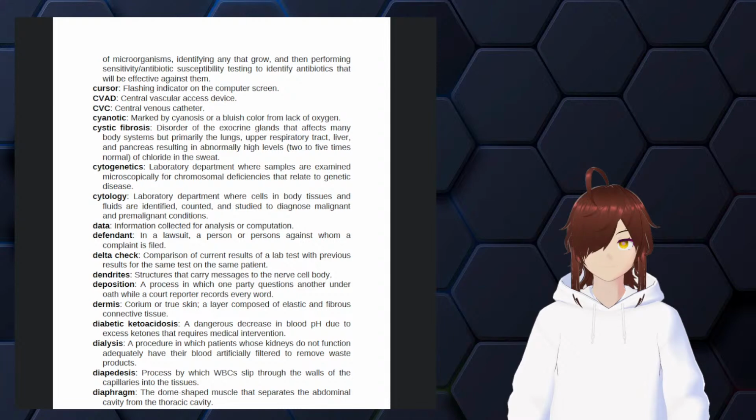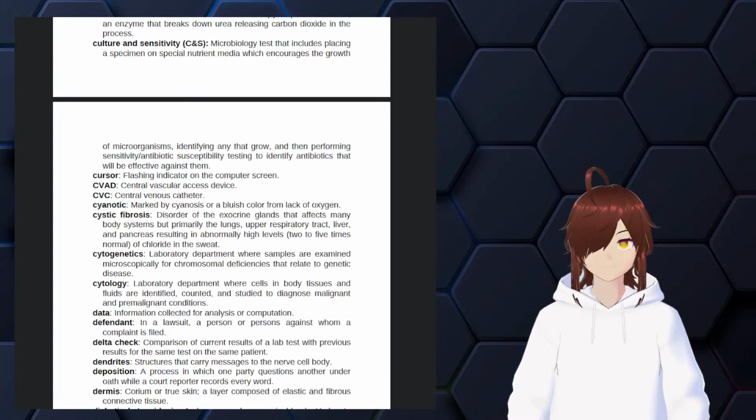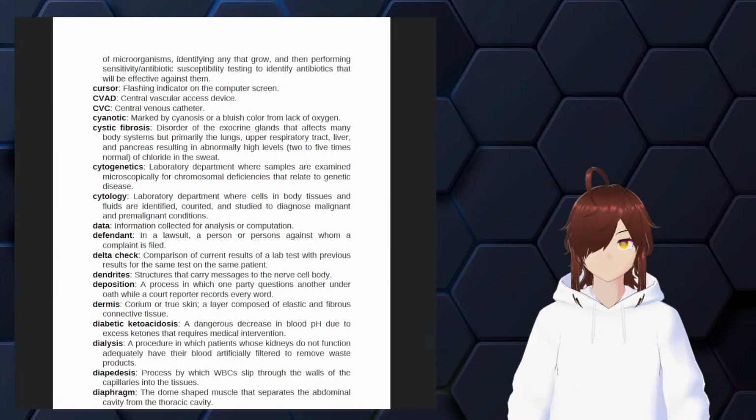CVAD, central vascular access device. CVC, central venous catheter. Cyanotic, marked by cyanosis or a bluish color from lack of oxygen. Cystic fibrosis, disorder of the exocrine glands that affects many body systems but primarily the lungs, upper respiratory tract, liver, and pancreas, resulting in abnormally high levels, 2 to 5 times normal, of chloride in the sweat.